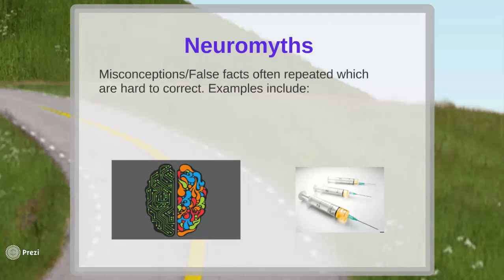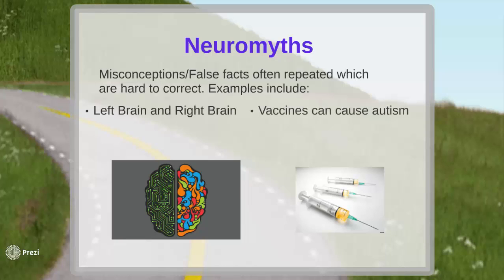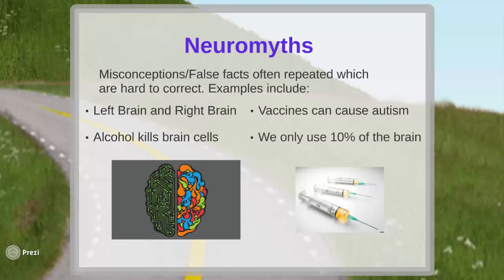Neuromyths are misconceptions that are often repeated, making them hard to correct. People may be familiar with neuromyths such as believing that there is a left side and right side of the brain, that vaccines can cause autism, that alcohol kills brain cells, or one of the most popular ones, that we only use 10% of our brain.